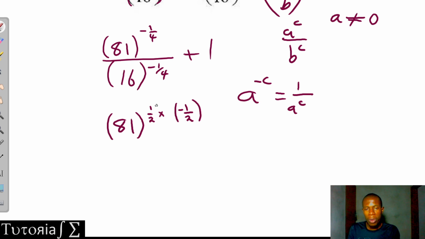So when you multiply across, 1 times 1 is negative 1, and 2 times 2 is 4. So this can be written as that. And down here, we can do the same. This would be 16 to the power 1 over 2. And here we have times 1 over 2, negative 1 over 2.